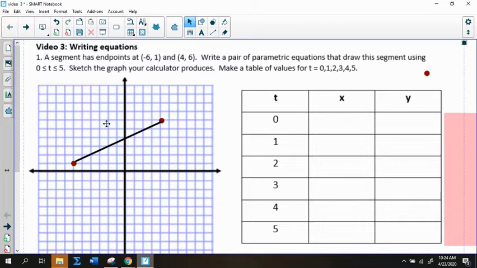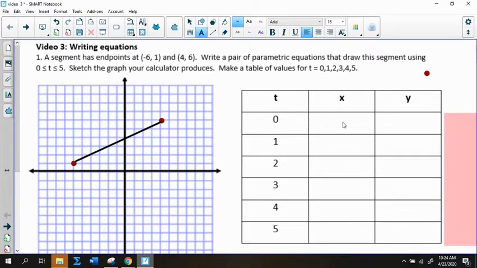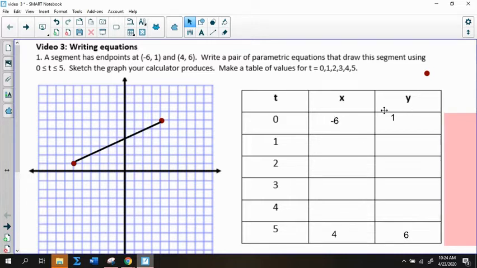Okay, so we want this line to graph over the time interval 0 to 5. So that means we want this first point at time equals 0 to start with x equal to -6 and y being 1. And then at time 5, we want the point to be at 4, 6. So we could fill in some values in the middle. I am going to do that to help us make sense of this.